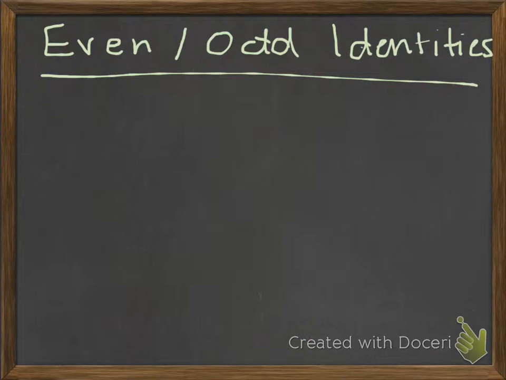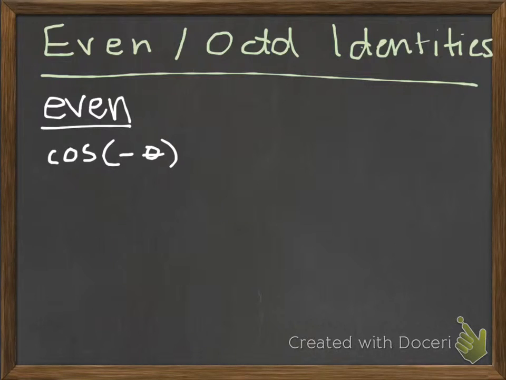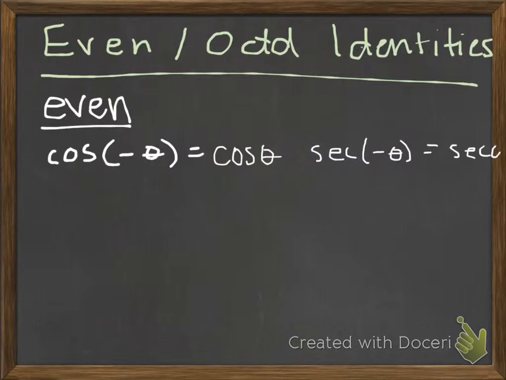So the even identities is cosine, and this means if I put a negative angle, so let's say my theta is negative, into cosine, it will come out as being a positive cosine. Now, since this is true for cosine, this is also true for secant, because cosine and secant are the reciprocals of one another. So if I input a negative theta into secant, I get a positive secant theta. So those are your even identities.